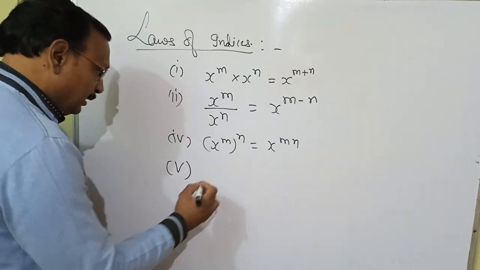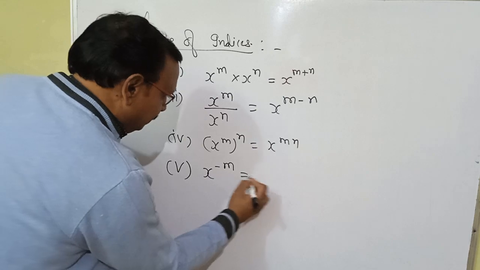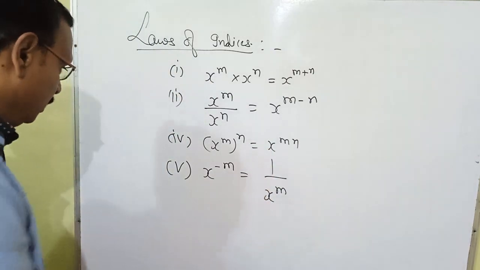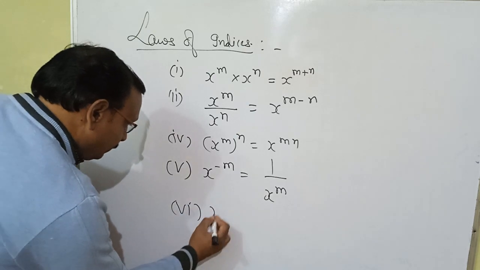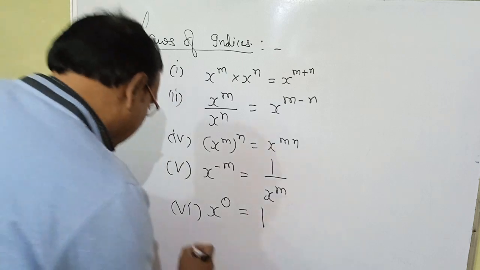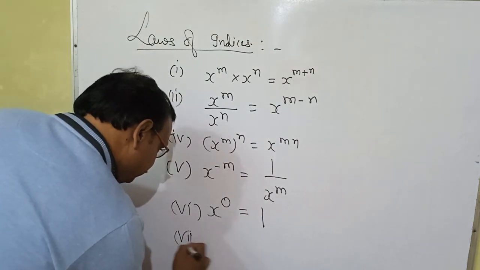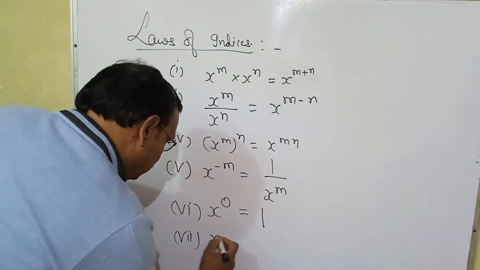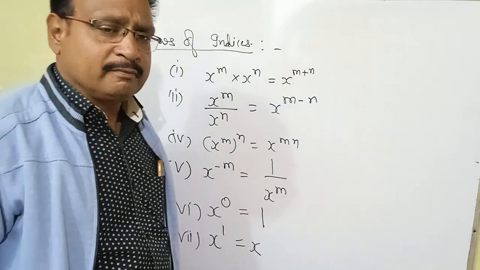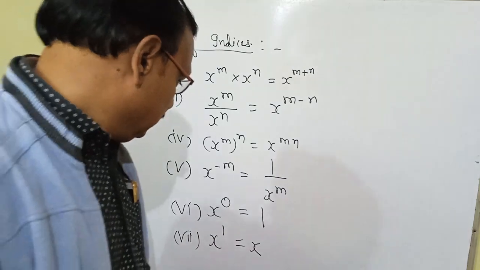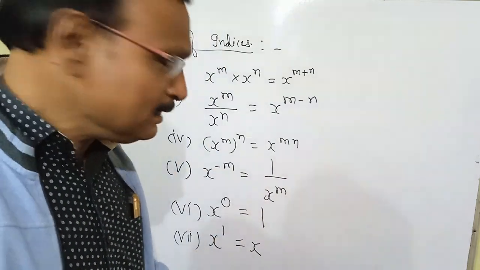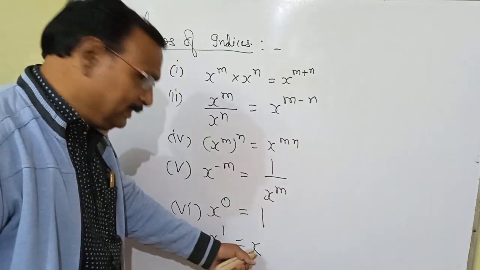Fourth, x to the power minus m is equal to 1 upon x to the power m. Sixth, x to the power 0 is always equal to 1. And seventh, x to the power 1 is equal to x. Here 1 indicates that x is multiplied by itself 1 time, that is x.